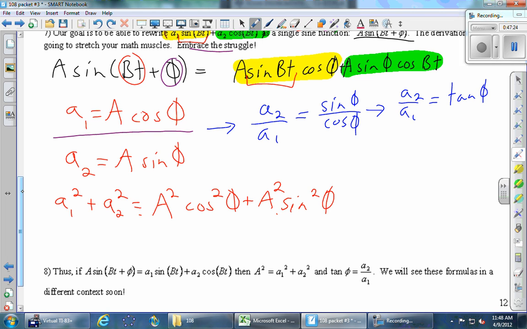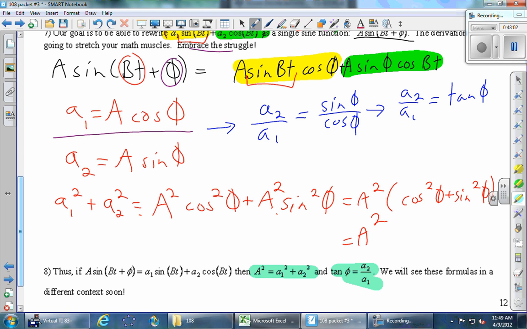So here it is. If you factor out a squared, what's left? And what is cosine squared plus sine squared? It's 1. That's why I did that very strange thing where I squared both sides and then added them. So what that means is that our 2 equations are down below. Capital A squared is a1 squared plus a2 squared. And the tangent of phi is a2 over a1.